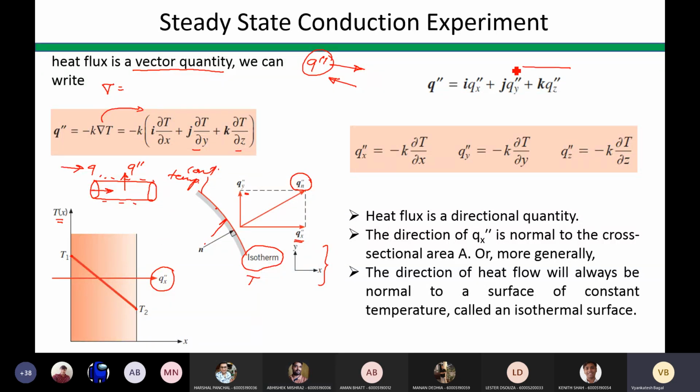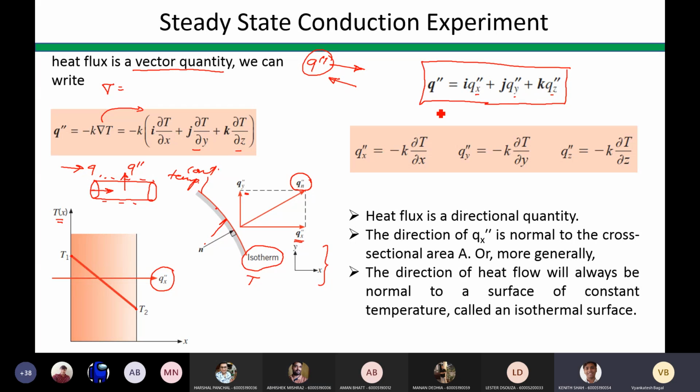Now note down how to write the conduction heat flux expression. Q double dot: if you know the heat flux along the x, y, and z directions, then you can find out the total heat flux Q double dot as i Qx double dot plus j Qy double dot plus k Qz double dot. So take into account the heat flux along all three coordinate directions x, y, and z, and from that find out the total heat flux Q double dot. Clear? Is it clear? Yes, sir.